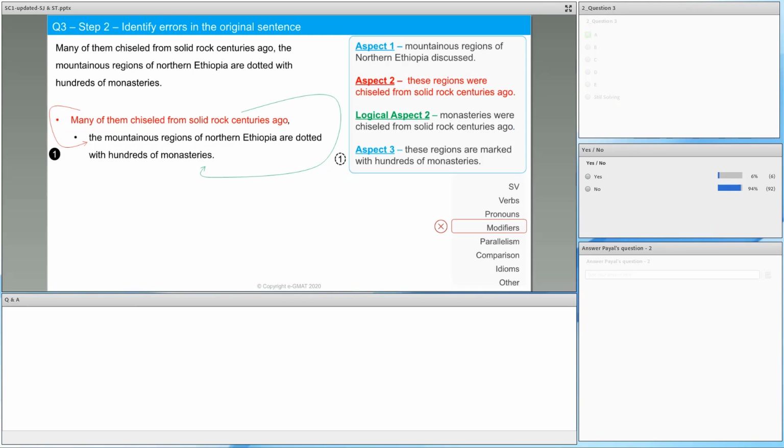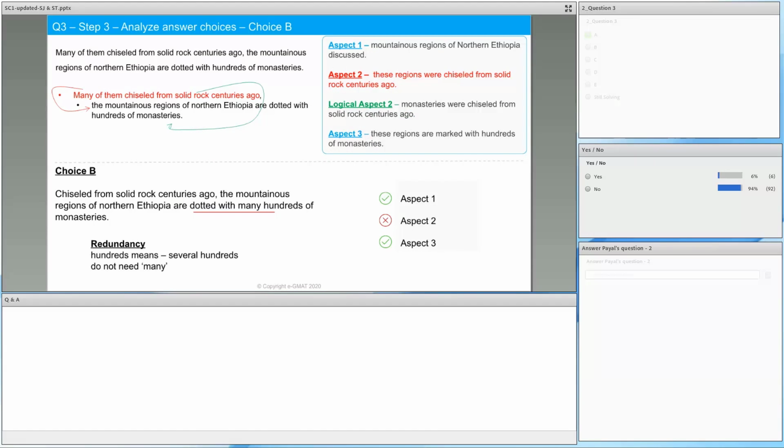So we need to fix this logic in this sentence by connecting many of them chiseled with hundreds of monasteries. That's all we need to do. Change the placement of the modifier so that it connects with the correct entity. Now, if I am to broadcast the result, we saw the contest between D and E, and it is D actually that is the winner. Let's see if D is really the correct answer.